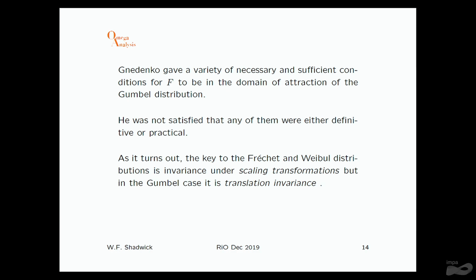And the other thing that he did was to try to nail down, in addition to the Weibull and Fréchet, the Gumbel distribution. And there's a huge transition in the readability of the paper when he moves to the Gumbel. Quite clearly, he was never happy with his characterizations. In fact, he said explicitly, these aren't definitive, they're not practical, but they're correct conditions. But it turns out that the key to Fréchet and Weibull is actually scaling invariance. But in the Gumbel case, it's translation invariance. And you can't get there through scaling.